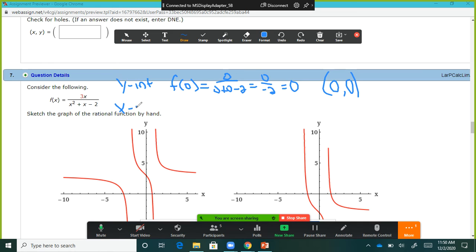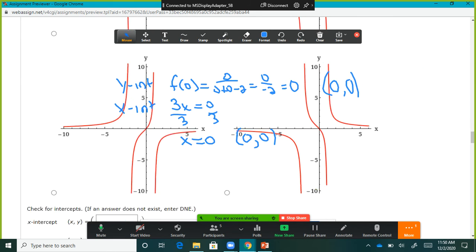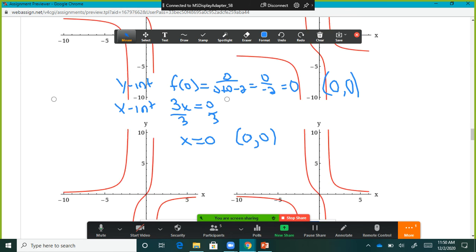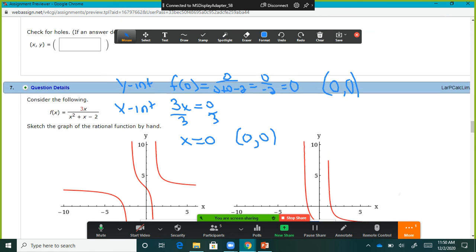X-intercept, remember we get our x-intercept by taking the numerator and setting it equal to 0. I divide by 3 and I get x equals 0. So I have an x-intercept at 0 also. So when I'm down here filling in my answers, x-intercepts at (0, 0), y-intercepts at (0, 0). Now, what about asymptotes?